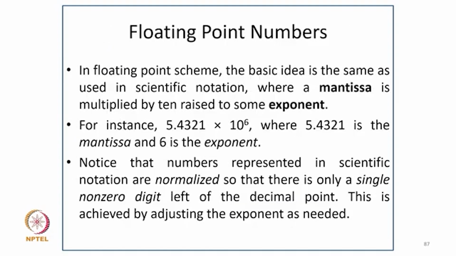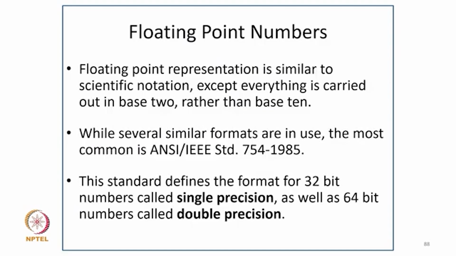Now coming to floating point numbers. In the floating point scheme, the basic idea is the same as that used in scientific notation, where a mantissa is multiplied by 10 raised to some exponent. For instance, 5.4321 times 10 to the power 6, where 5.4321 is the mantissa and 6 is the exponent. Notice that numbers represented in scientific notation are normalized so that there is only one single non-zero digit left of the decimal point, and this is achieved by adjusting the exponent as needed.